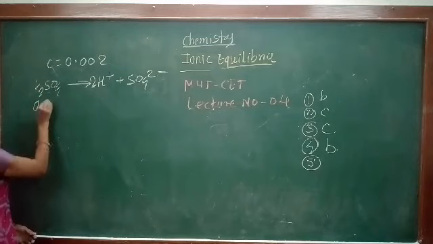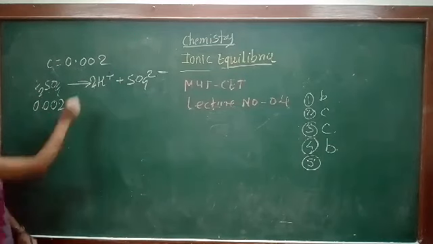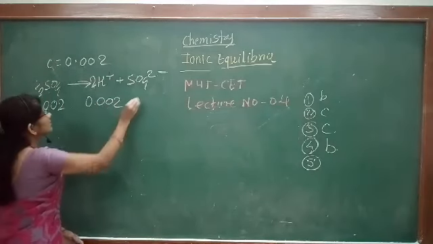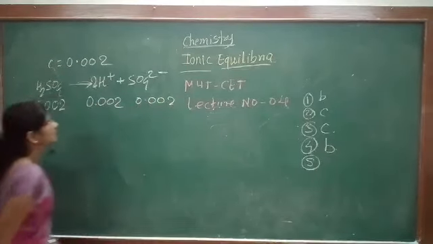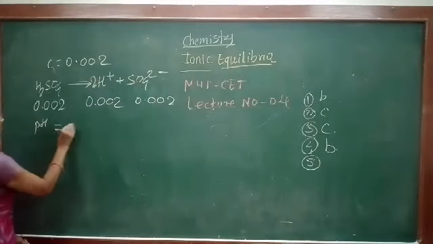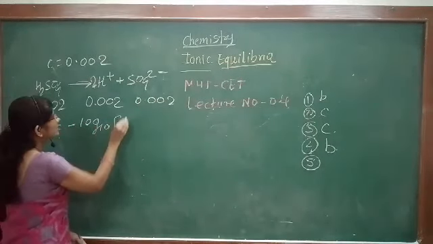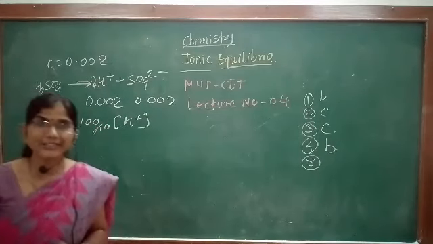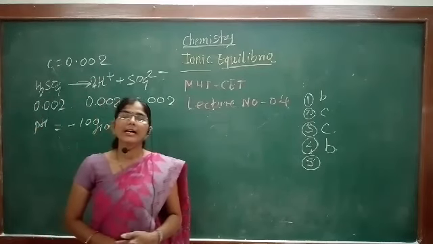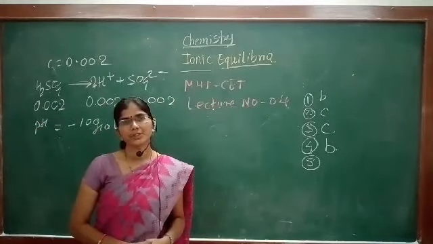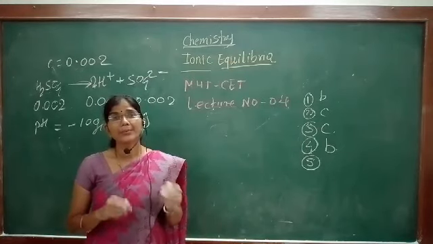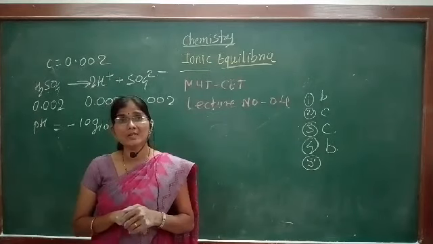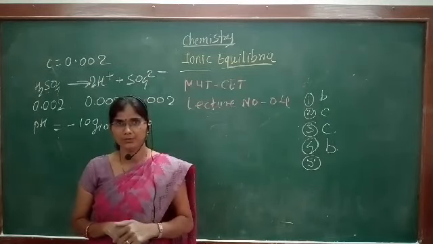What is the concentration of sulfuric acid? It is strong, therefore it is completely dissociated into its ions. We have to calculate the pH, which is equal to negative log to the base 10 of the H plus ion concentration. But here sulfuric acid is a diprotic acid. Therefore, we have to multiply the concentration term by 2.